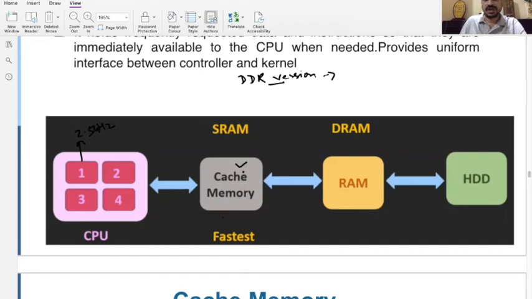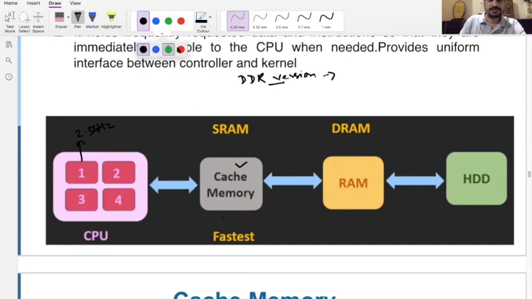So the cache memory is in between. This is your main memory, so let me write it here. This is your main memory, right? And this is your cache memory. As we have discussed, is the CPU directly connected with the main memory? No, it is not, because in between there is a cache memory. And this cache memory is called SRAM, which means static RAM, and the main memory is called dynamic RAM.